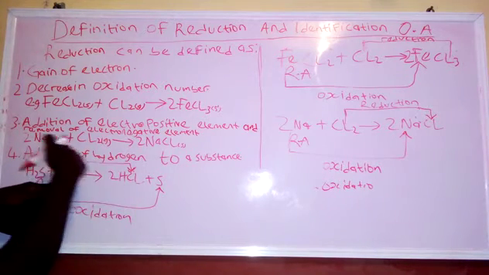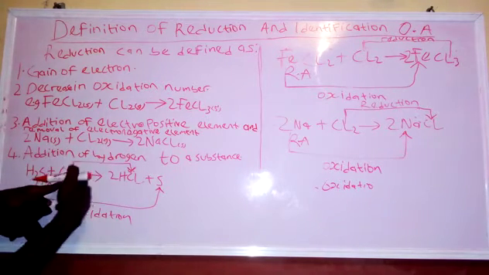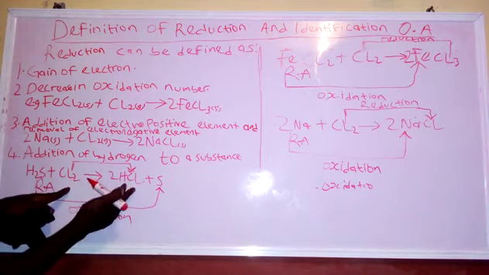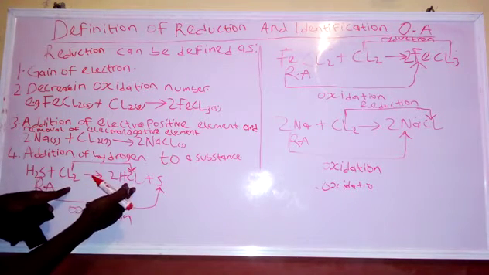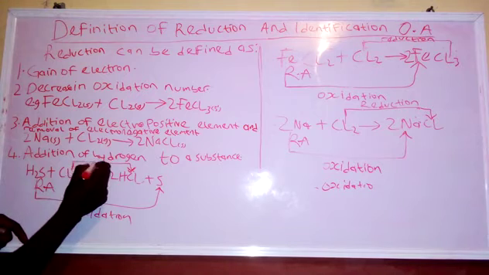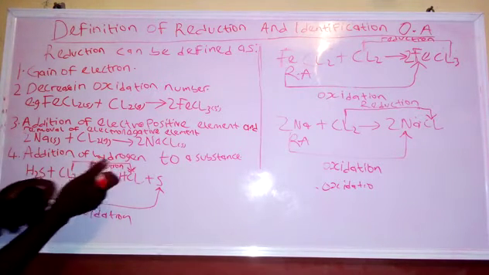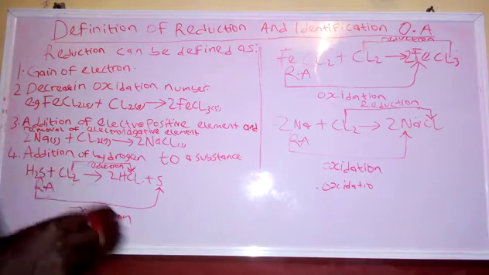Now, addition of hydrogen to a substance. Now look at it. It was chlorine here. Hydrogen was added. It became hydrochloric acid here, hydrogen chloride. So can you see? So this is an example of a reduction reaction. This is reduction.